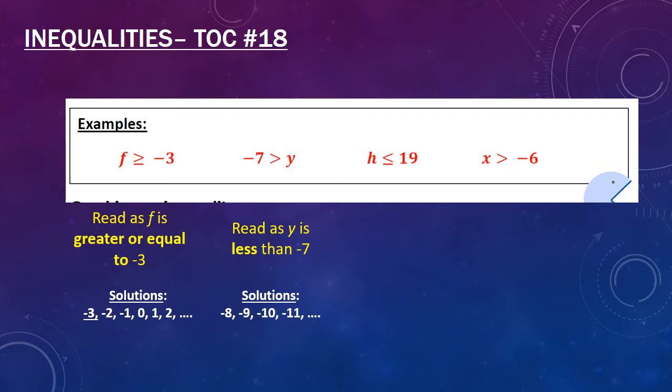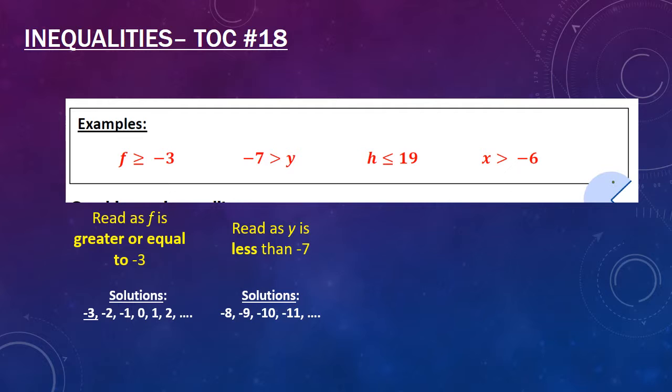So those solutions include negative 8, negative 9, negative 10, and so on. But notice that negative 7 is not included in the solution because it is not equal to. There's no line underneath that less than symbol. And they will switch the directions of the inequality on you, where sometimes the variable's on the left and sometimes it's on the right, and you need to be able to read and graph it both ways.